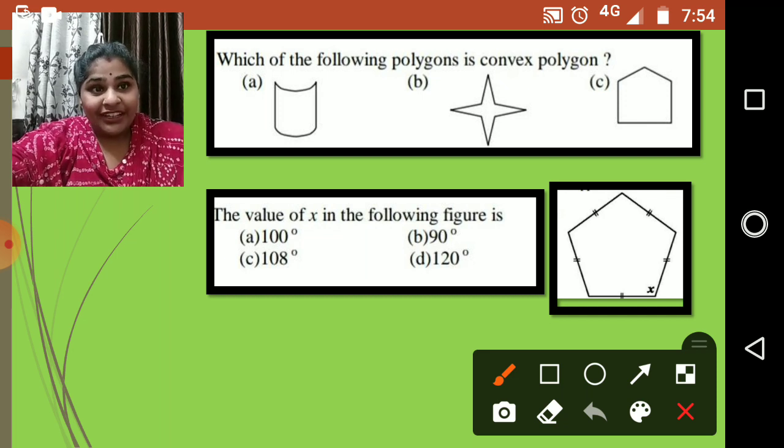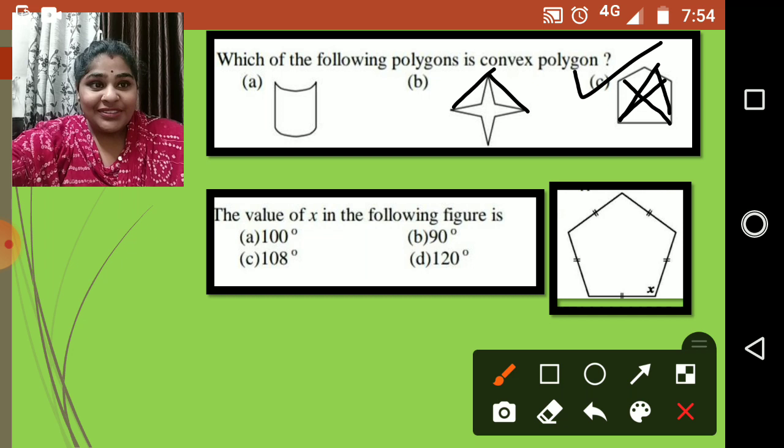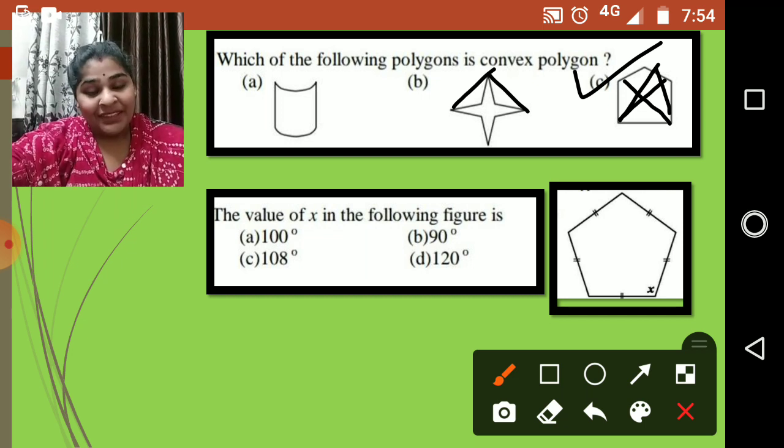Second option, again, if I draw the diagonals, they will be coming outside of the figure. And the third one, if I draw all the diagonals here, they will remain inside the figure. So I will choose the third option, that is the convex polygon.